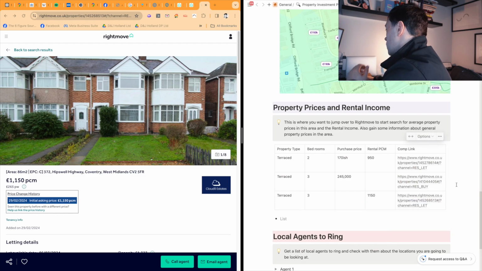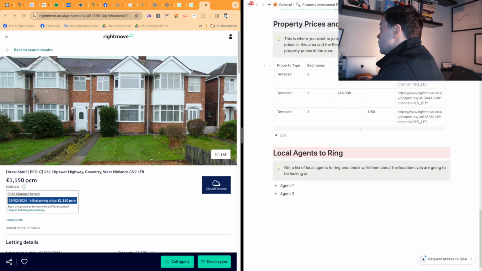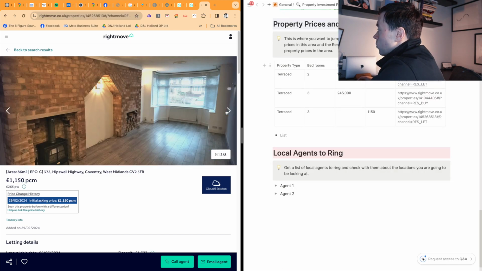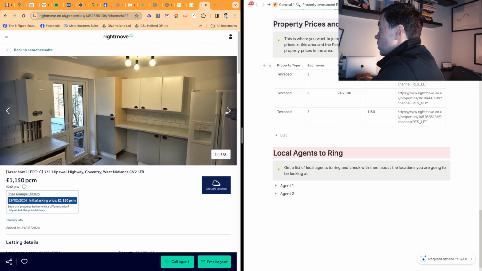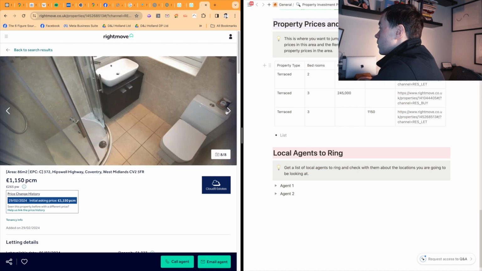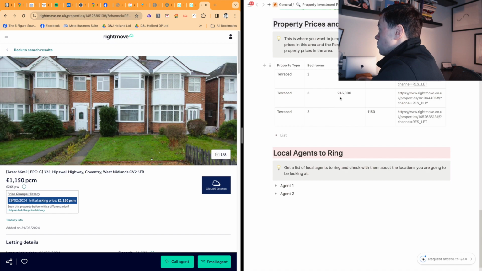So it seems like CV2 is a good area close to the university. So we've sort of nailed this as one of our areas. It's pretty nice inside actually. You can start doing as much of this due diligence as possible, really drill down into the roads and the streets where it works.